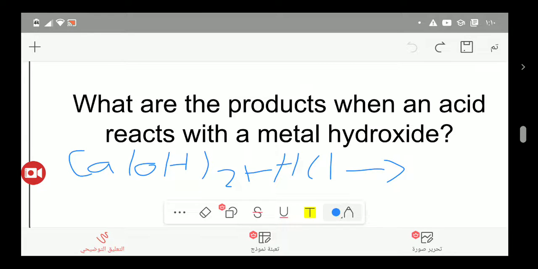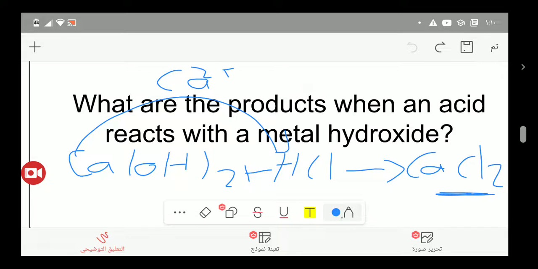As in the previous reaction, calcium will displace hydrogen and form CaCl2. Why CaCl2? Because calcium is in group 2 and chlorine is in group 7 with a charge of -1, so the 2 will move to chlorine and become CaCl2, plus H2O, water. Also metal salt plus water. By balancing the equation, we have here 2H and 2O. You don't need to balance the equation at all.